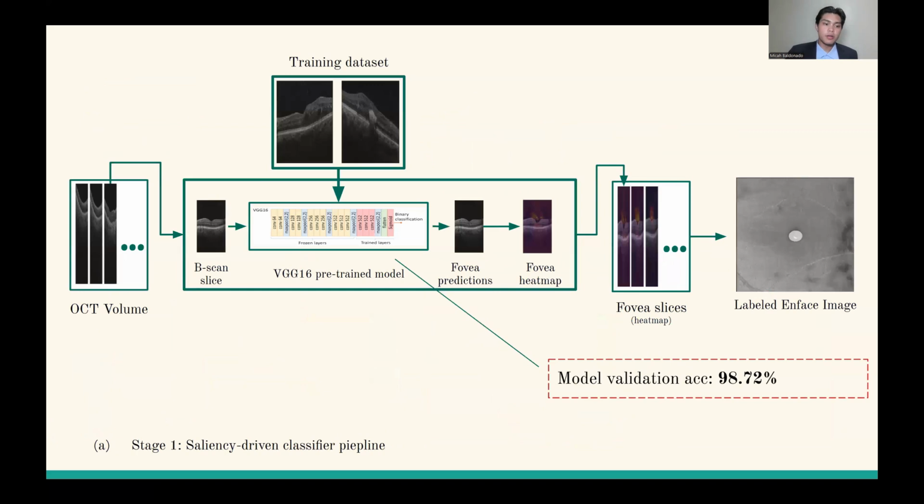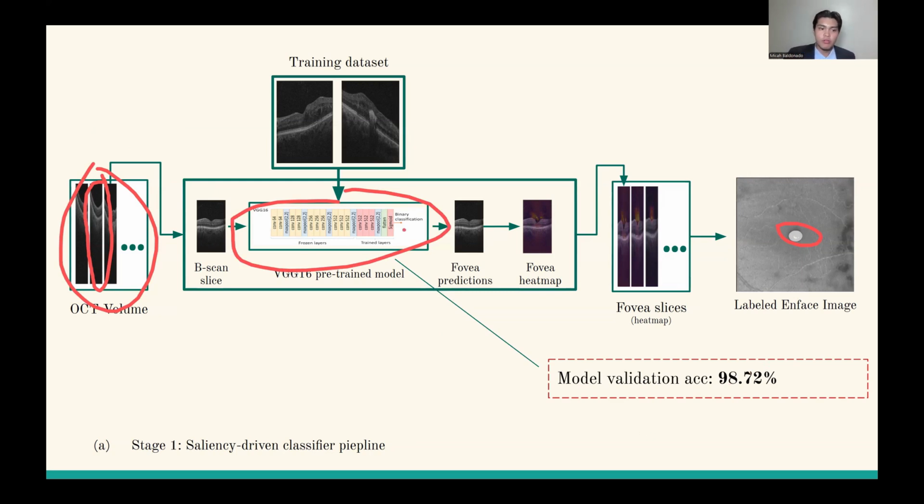In step 1, the way that we were able to get an area mapping from a set of B scans was we first had to determine which of these B scans contained a fovea in the first place. To do that, we had to train a classification model. We fine-tuned VGG16 and achieved a validation accuracy of almost 99% in classifying whether it had a fovea or whether it didn't have a fovea.